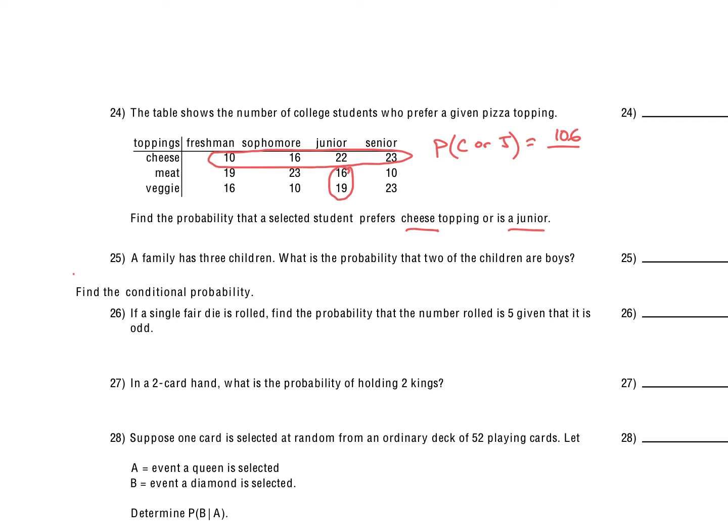So adding up all of the numbers in the entire table, you get 207. So the probability is 106 over 207. Next question. A family has 3 children. What's the probability that 2 of the children are boys?